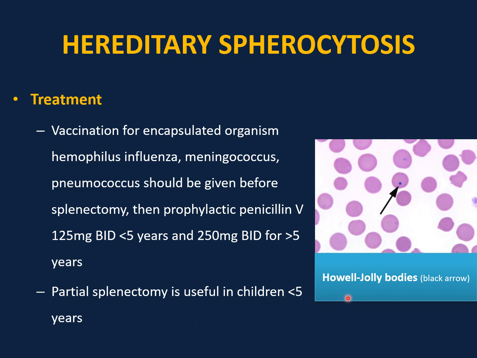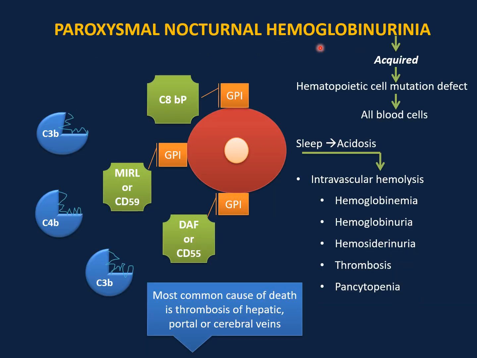After splenectomy, if you do a peripheral smear, you will start to see Howell-Jolly bodies, which is this blue dot in the red blood cell, which represents a remnant of the nucleus that was supposed to be removed by the spleen, but because there is no spleen, these remnants of the nucleus will remain in some of the red blood cells in the circulation. Paroxysmal nocturnal hemoglobinuria.